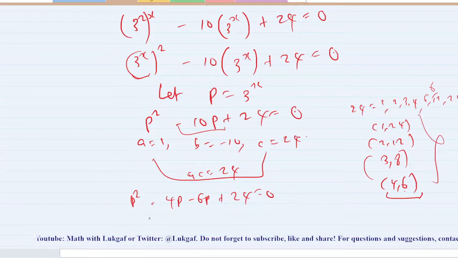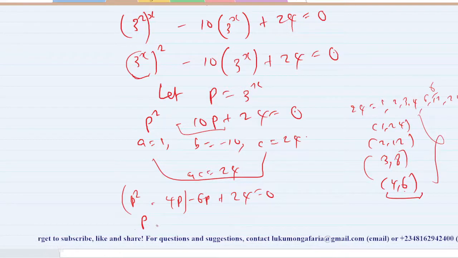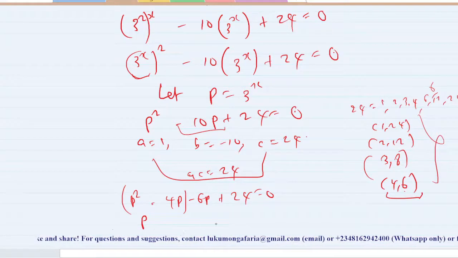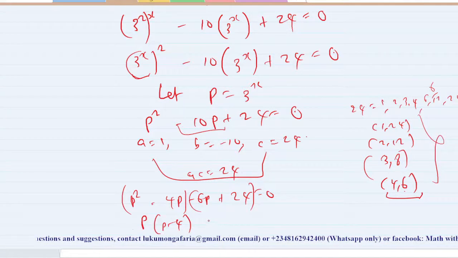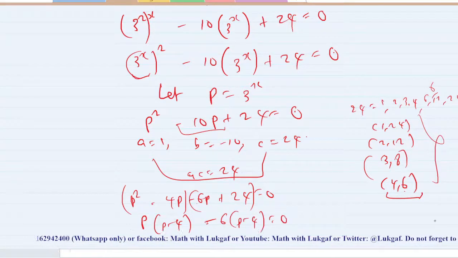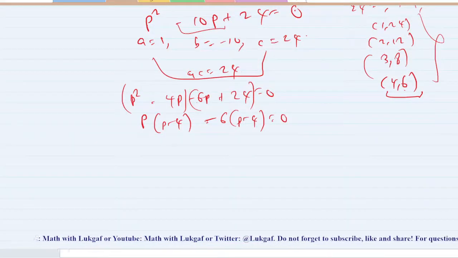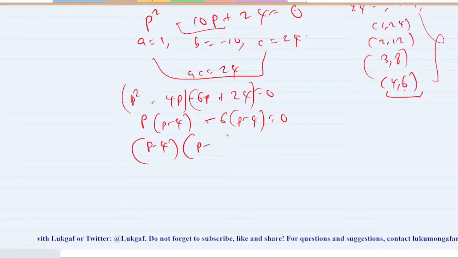So this is going to be p. You can group them in two like this. Then this guy, I have p minus 4. So then what do you have in common here? 6 is also common, right? p minus 4 is equal to 0. You understand? So then I have my p minus 4 common, p minus 6.